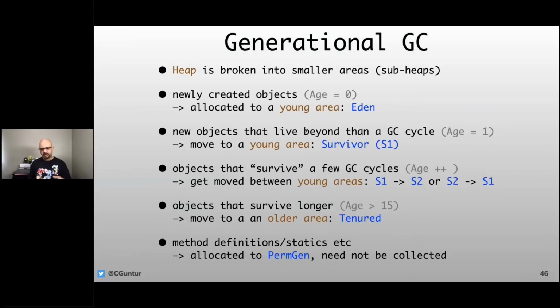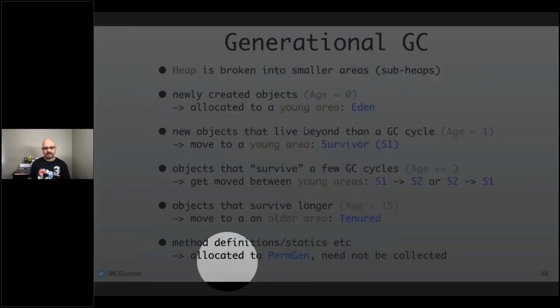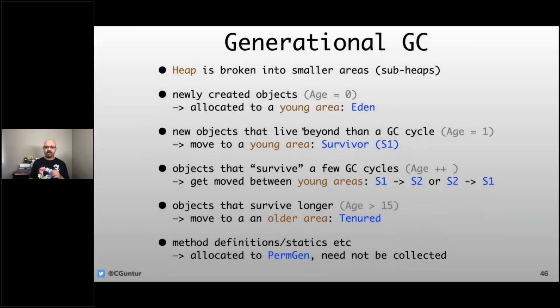So once again, this is just a text of whatever I just talked about. I'm going to skip this. The one thing I would like to say is that method definitions and statics, etc., are allocated to PermGen and need not be collected. I'm very careful with the use of the words need not, because the JVM specification does not require you to perform garbage collection on the PermGen. But there are some instances of the JVM that can.